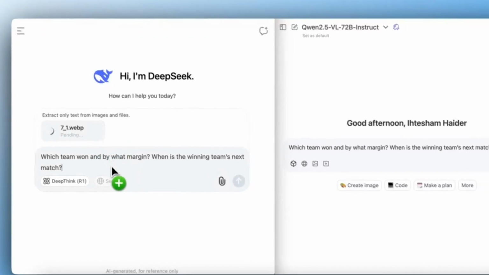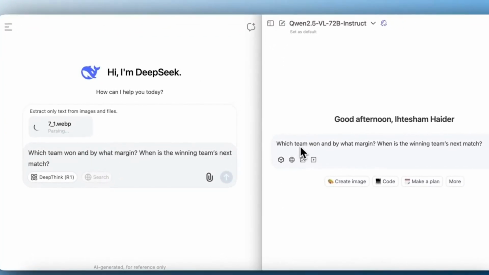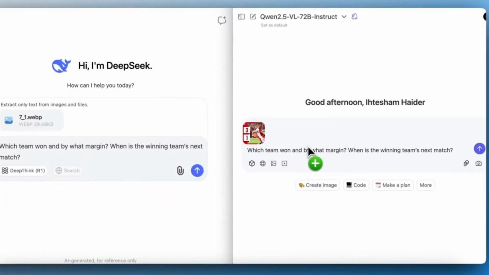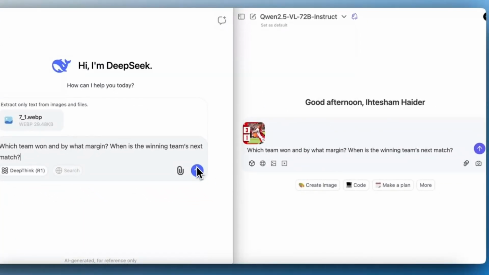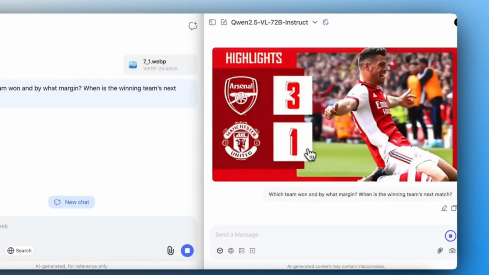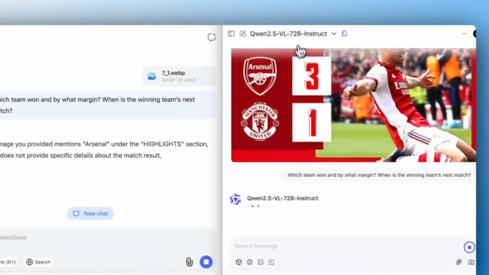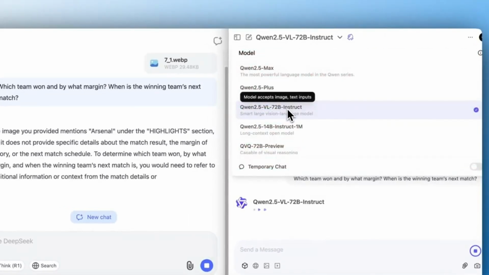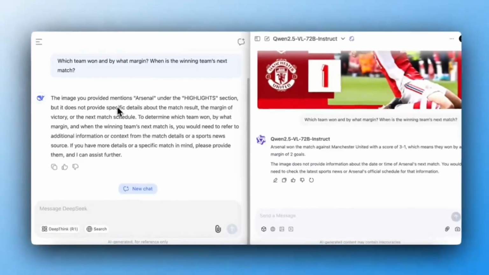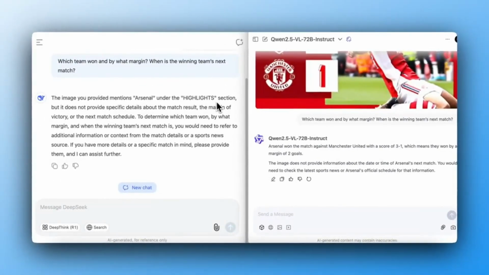Image analysis. Now, this is where things get really interesting. I tested both models with various images, from simple objects to complex scenes. DeepSeek-V3 struggled here. It was like watching someone try to describe a painting in the dark. But Qwen 2.5? It was like having a professional art critic by your side. Shows example images and responses.